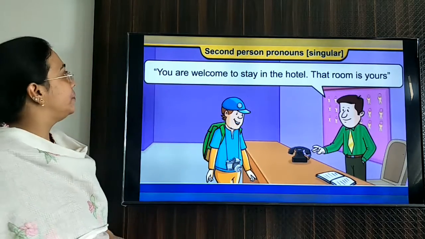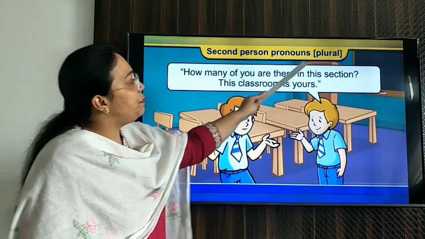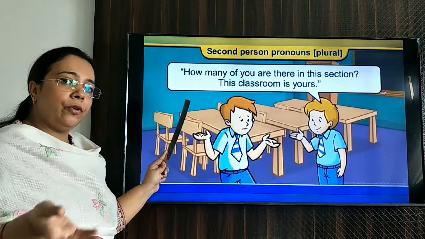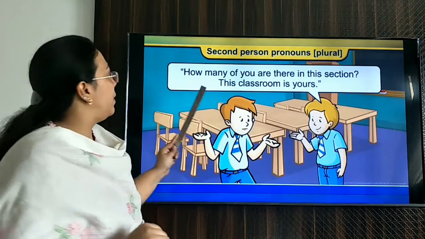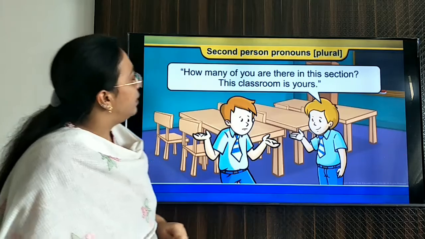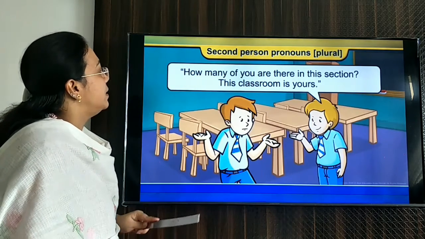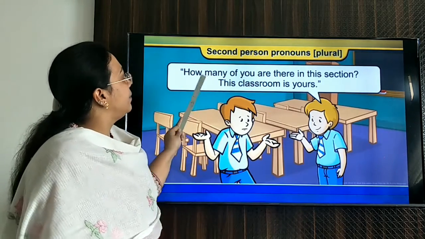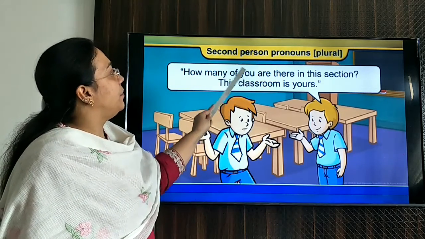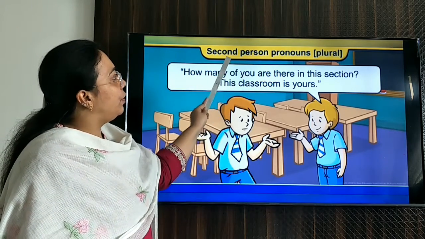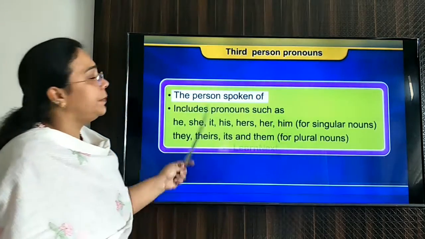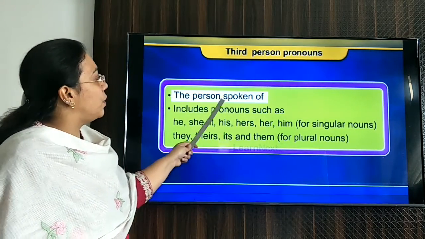Second person pronouns plural. It will be the same. We can use you and yours both for singular and plural. How many of you are there in this section? This class is yours. See, how many of you? Again, same. We are repeating the same pronouns for second person plural. Yours.